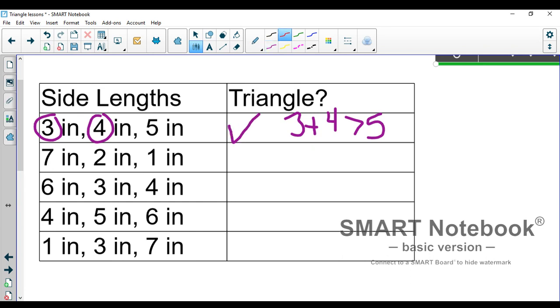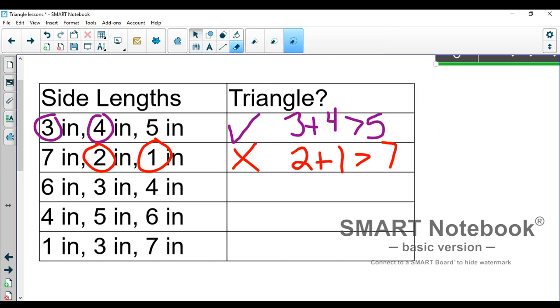In the second example, here are the 2 smallest sides. We can call them A and B. So 2 plus 1 needs to be greater than 7. Is that true? No. 3 is not greater than 7. So if you were to try to construct that, it would look something like this. There'd be one long side that's like 7 inches, and then 2 shorter ones that wouldn't be able to connect. So that would not form a triangle.